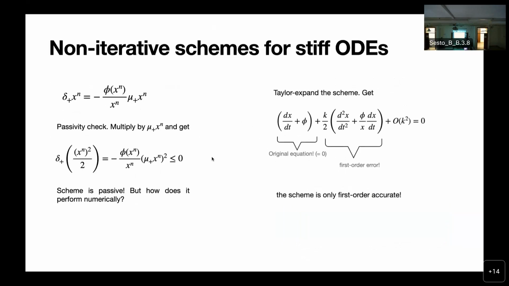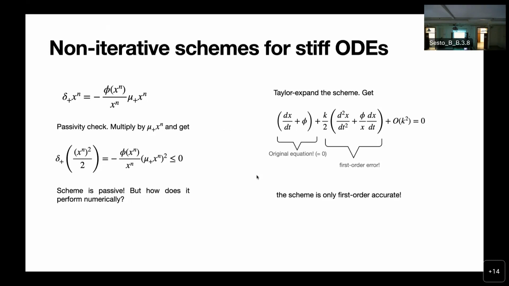But how does it perform numerically? Well, okay, it is passive, it is efficient, but again, the accuracy is probably not great, because if you do a Taylor expansion of this scheme and you check how the error behaves, then you see that the truncation error is now proportional to k, meaning that this scheme is only first order accurate. Which is not great because the midpoint method is second order accurate, and so is the method that we use to integrate Newton's law. Those are both second order accurate. So the scheme that we just derived, okay, it's passive, it's fast, but it's probably not so accurate.